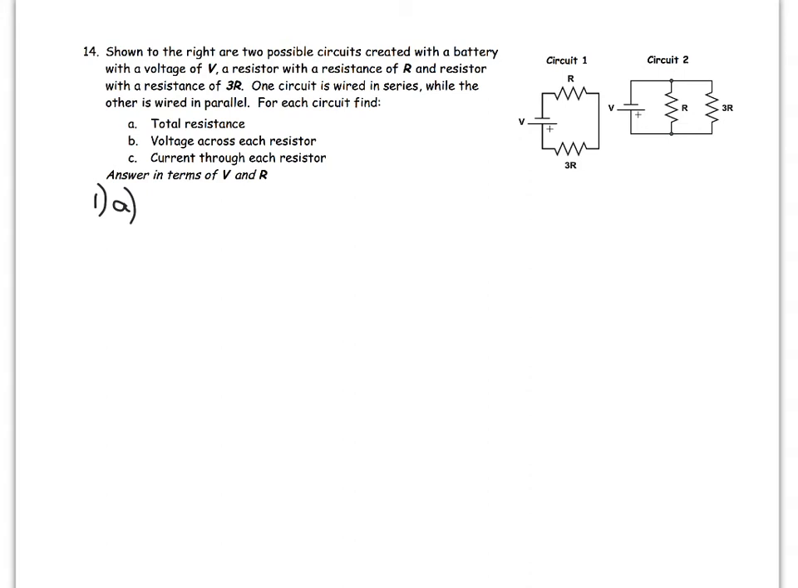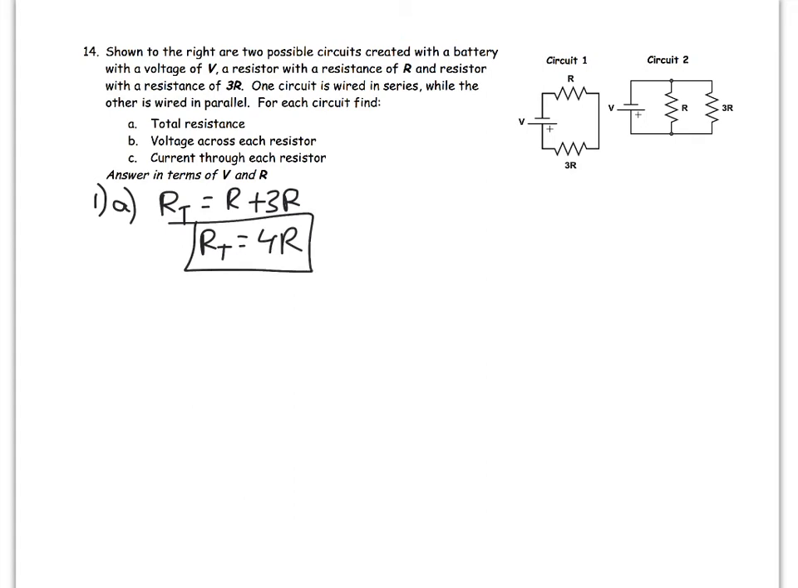For this problem here, I have two circuits. One is wired in series, circuit 1, the other is wired in parallel, which is circuit 2. And for each one, we want to find the total resistance, the voltage across each resistor, and the current through each resistor in our circuit. So I'm going to start with finding the total resistance here. So for the series one, that's not hard. We're just adding up the two resistors, R plus 3R, and we get a total resistance here of 4R.